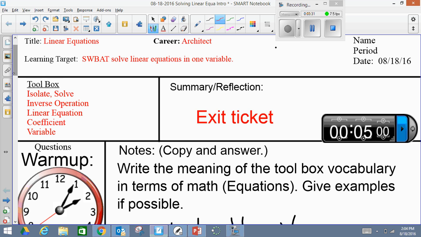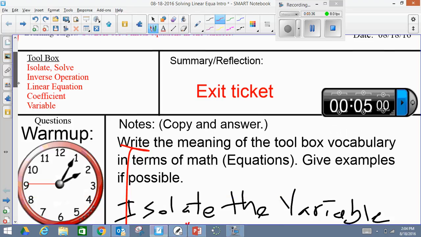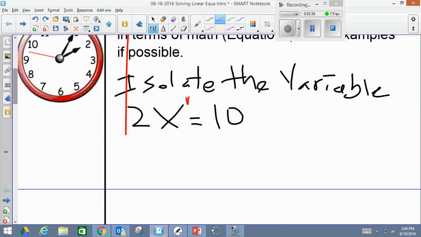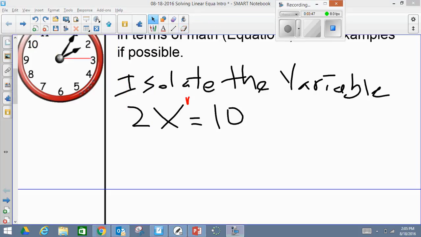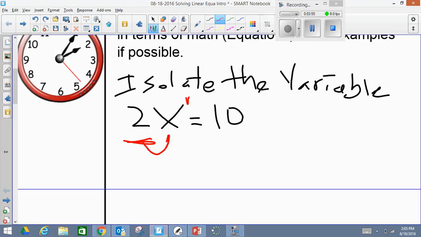Coefficient is the number that is in front of the x. So coefficient is the value that is in front of the x. In our case right now, the coefficient is 2 because that's in front of the variable. The 10 is called a constant because it doesn't have a variable next to it.